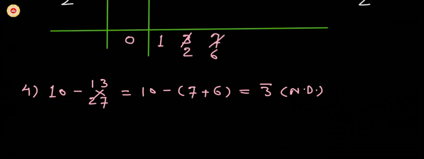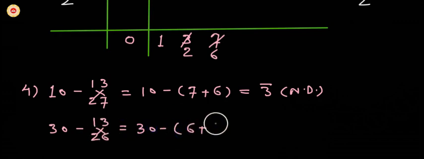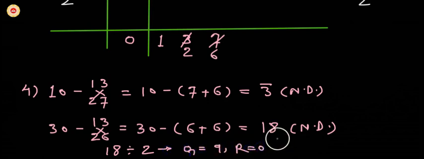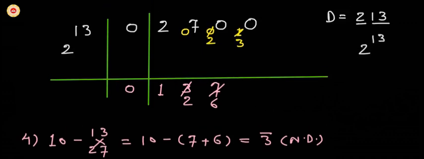So write 30 here, 30 minus cross product of flag digits and last two quotient digits. Last two quotient digits are 2 and 6. Calculate cross product and subtract. 30 minus 6 ones are 6 plus 2 3s are 6, which gives us 30 minus 12, 18. 18 is net dividend and positive. So let us divide 18 by actual divisor 2, which gives us quotient 9, remainder 0. So let us write quotient 9 and remainder 0.